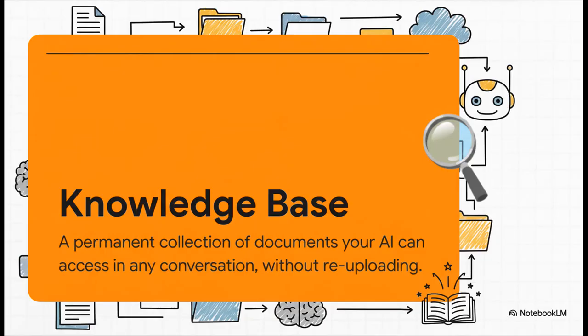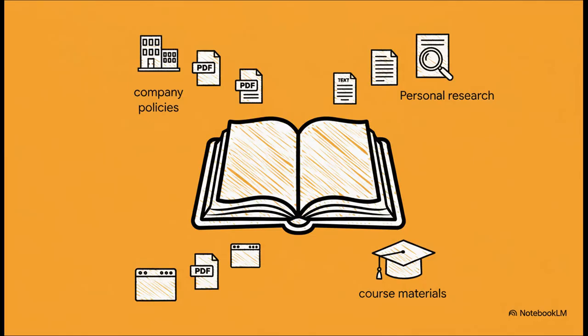And the solution is a feature called a knowledge base. It's exactly what it sounds like. It's a permanent personal library that you build for your AI. You upload your documents just once, and that's it. They live there. Your AI can then tap into that library in any conversation at any time. It's there forever, or, at least until you decide to take it out. And the cool thing is what you can put in this library. We're talking PDFs, plain text files.